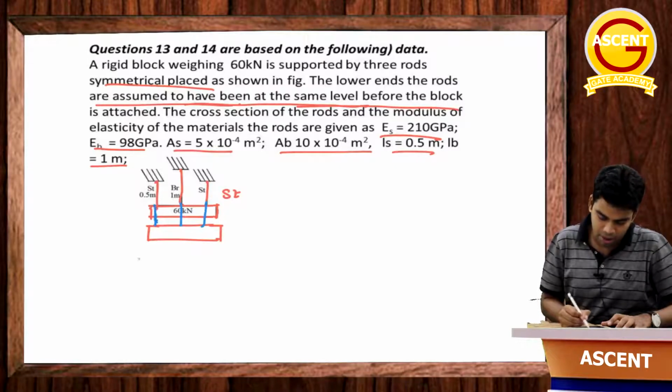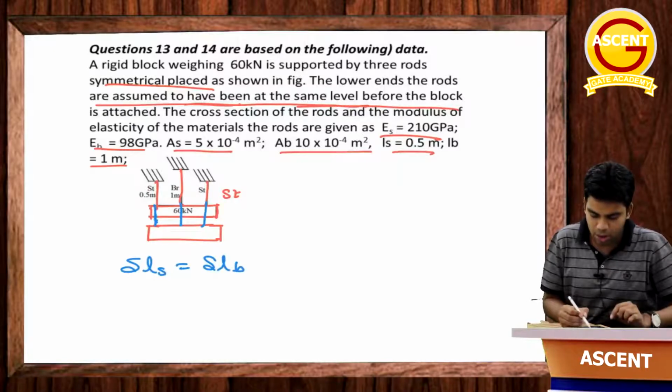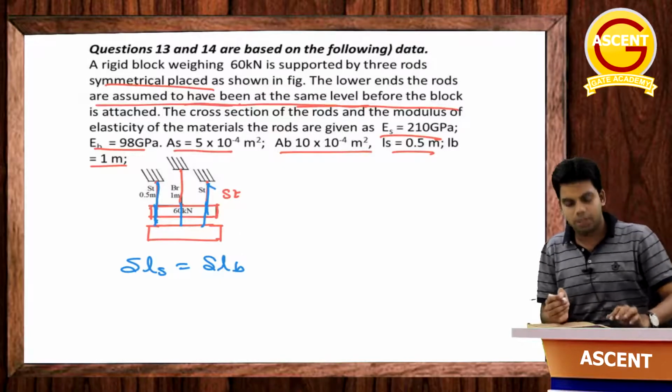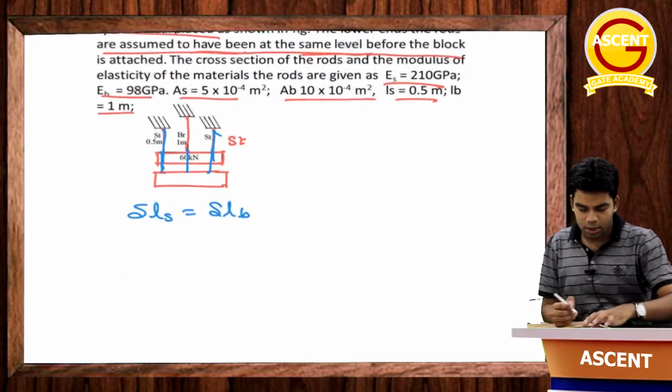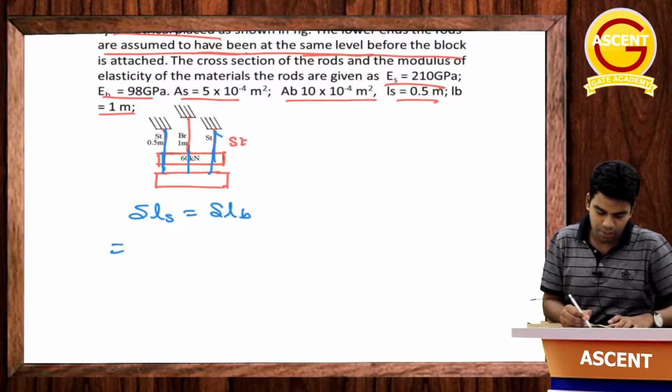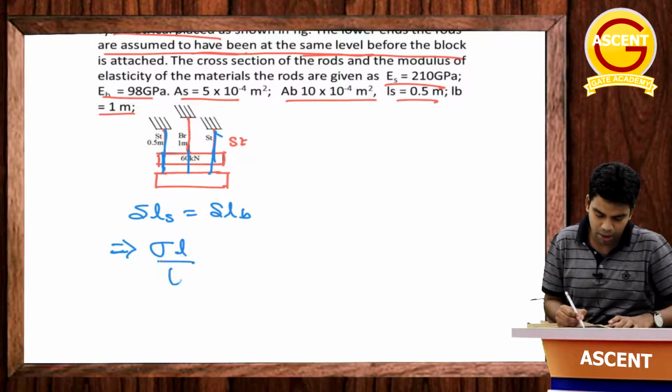Getting this? That means del L of steel should be equal to del L of brass. Okay, why is this happening? Because steel supports it from both ends, so the deflection of both will be the same. Getting this? And you can say what is del L? PL by AE or sigma into L by E. So sigma L by E for steel should be equal to sigma L by E for brass.